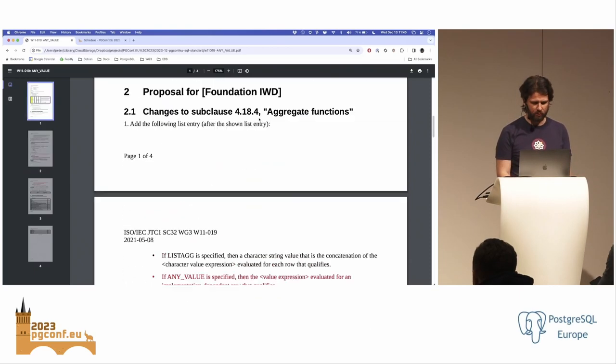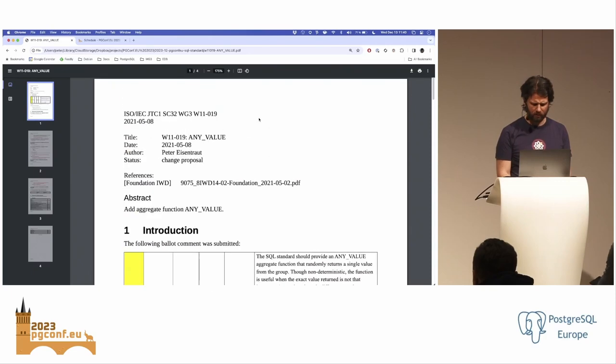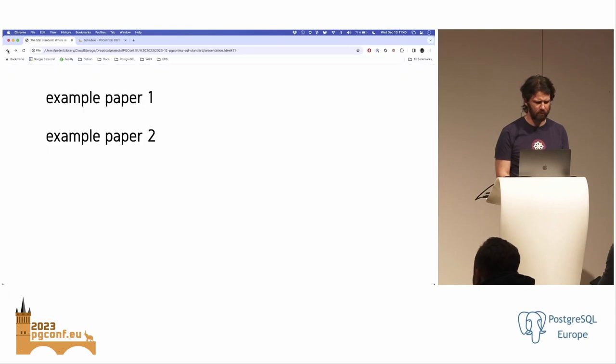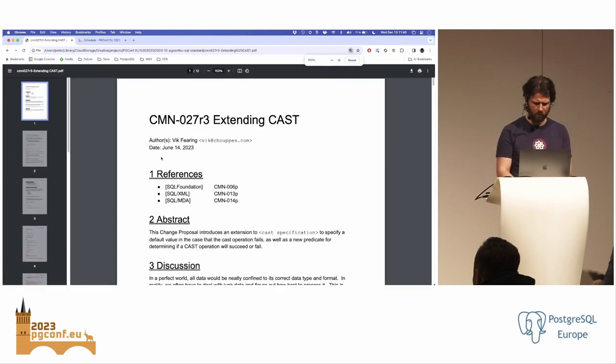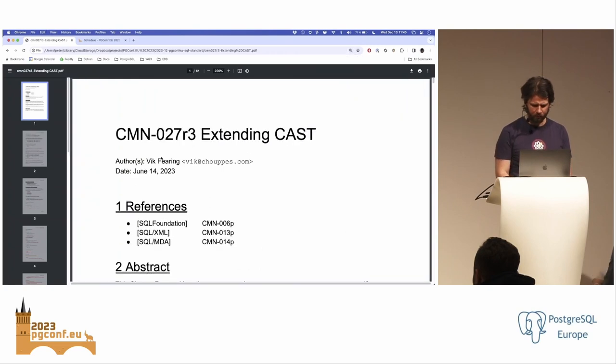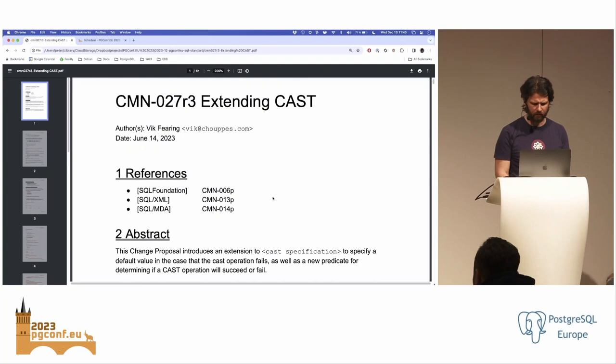Okay, so as I mentioned, this was accepted at the time. This is now in SQL, and this is in Postgres 16. Here's another more recent paper. This is from Vic, who's also here in this room. This was discussed at the Casablanca meeting.